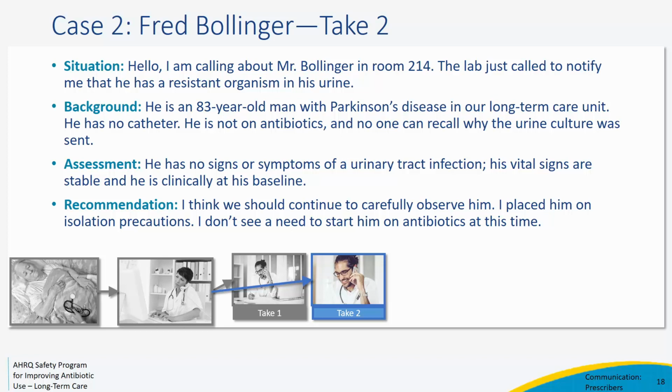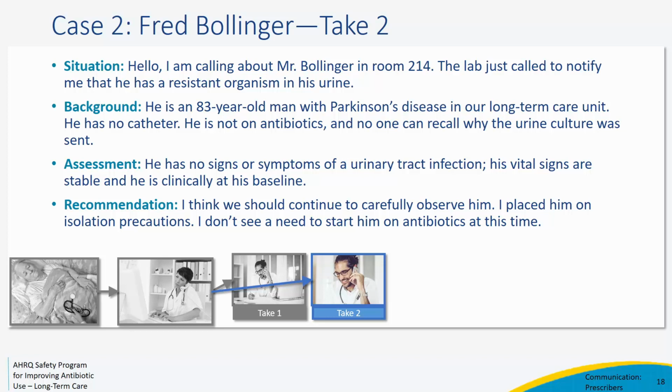Background. He's an 83-year-old man with Parkinson's disease in our long-term care unit. He has no catheter. He's not on antibiotics, and no one can recall why the urine culture was sent. Assessment. He has no signs or symptoms of a urinary tract infection. His vital signs are stable, and he is clinically at his baseline.